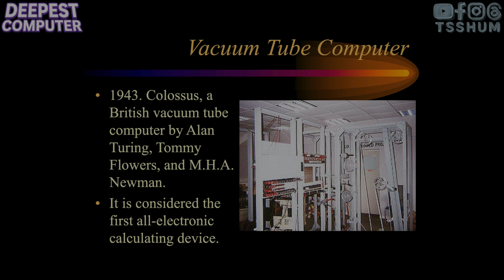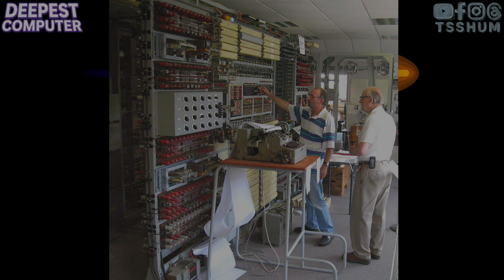1943 saw the development of Colossus, a British vacuum tube computer by Alan Turing, Tommy Flowers, and M.H.A. Newman. It is considered the first all-electronic calculating device. The Colossus was a massive machine used during World War II for cryptography.